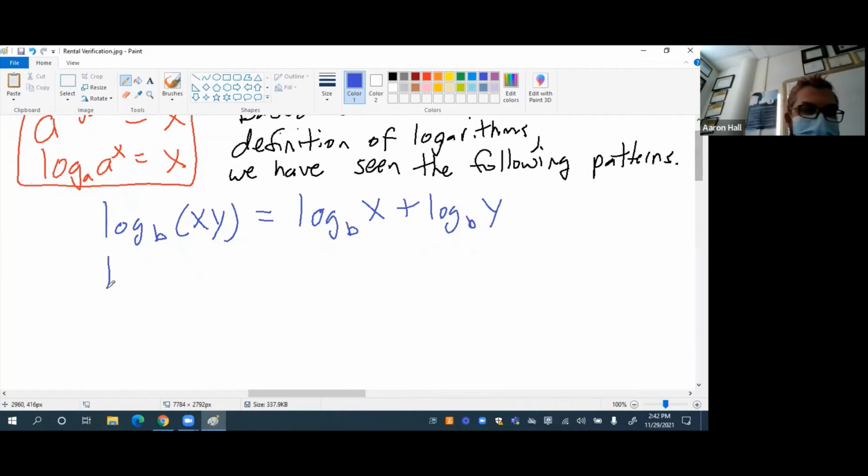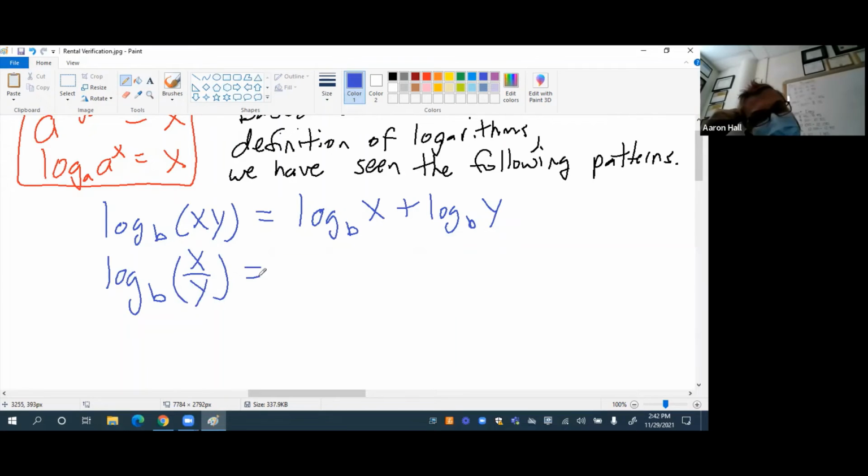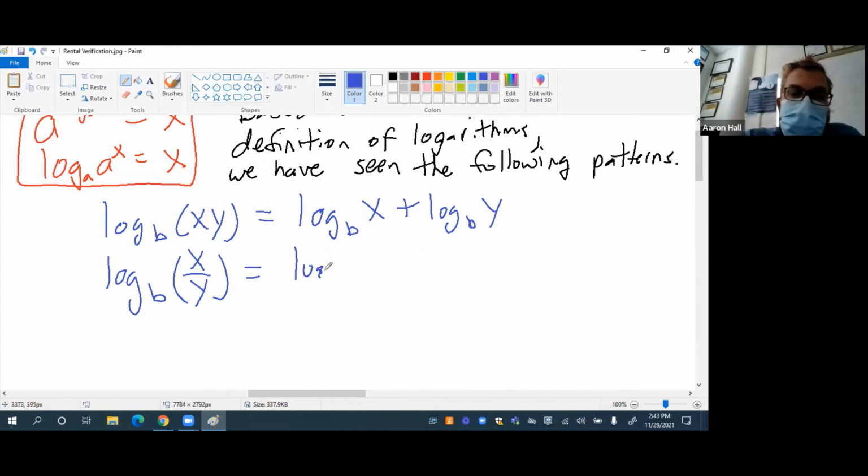We also have log base b of x over y. And the pattern we've seen with this one is what? Log base b of x. Nice. Log base b of y. Yep.